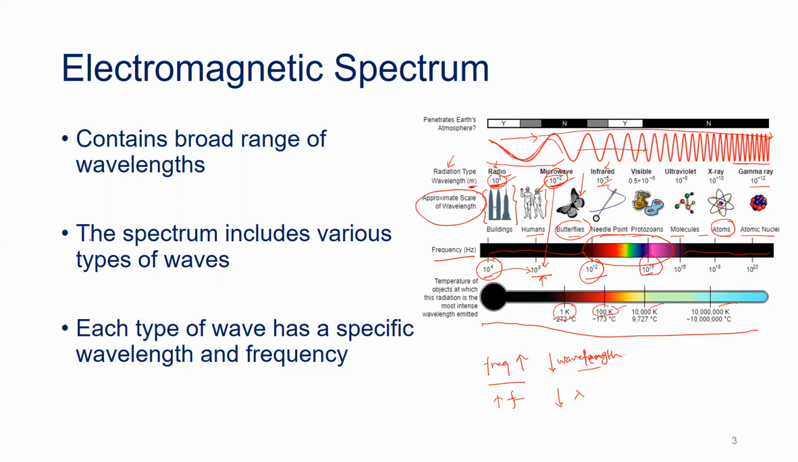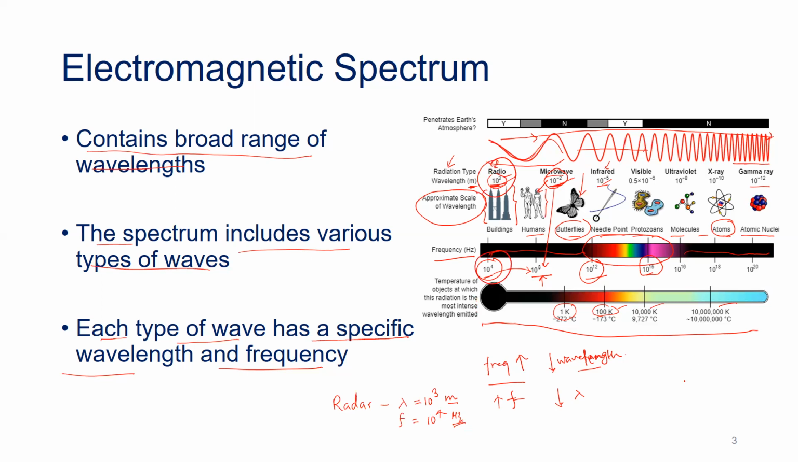Okay, so as we've seen, the electromagnetic spectrum contains a broad range of wavelengths. The spectrum includes various types of waves, such as radio, microwave, infrared, etc. And each type of wave has a specific wavelength and frequency. So for example, if I ask you the wavelength for the radar wave, the wavelength indicated by lambda is about 10 to the power 3, and the frequency of the radar wave is about 10 to the power 4. This is in meters and this is in hertz.